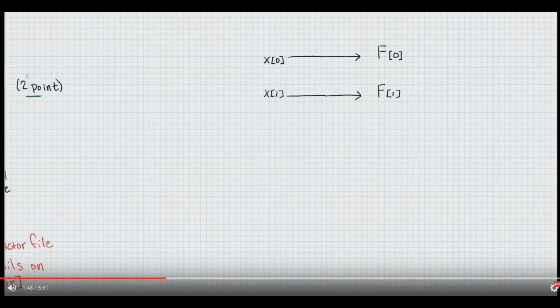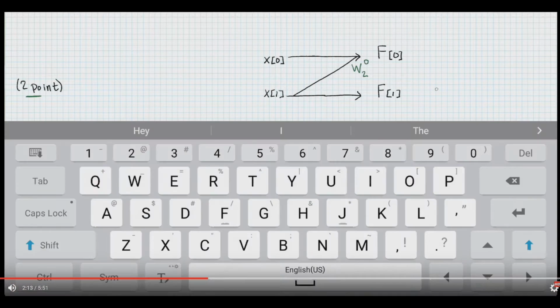And this is for 2 points, so we're going to write down our 2 samples, x of 0, x of 1. We'll want to find our DFT or FFT outputs being f of 0 and f of 1. So first thing we did is we went down, we wrote 2 straight line markings, and we got to connect them looking back to our formulas.